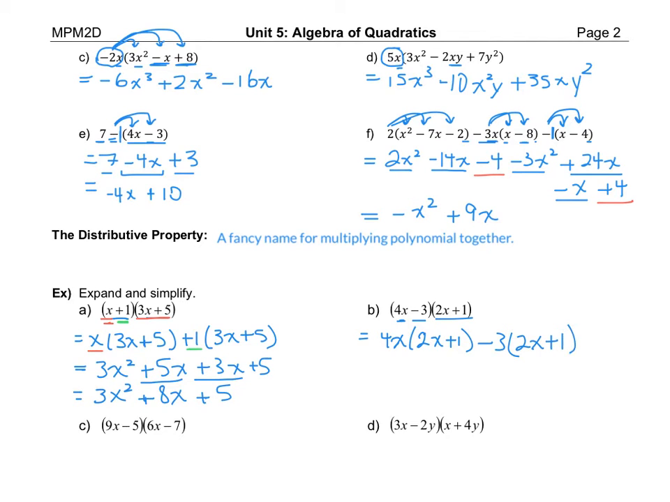Now you'll get to the point perhaps where you're going to leave out that first step that I've just written. You're going to just go, okay, the 4x has to multiply 2x, and it's going to give me 8x squared. This is what I'm thinking. Now the 4x has to multiply the +1, so I'm going to get a plus 4x. And then the -3 is going to multiply the 2x is going to be -6x. And the -3 multiplies the +1, and that's going to give me -3.